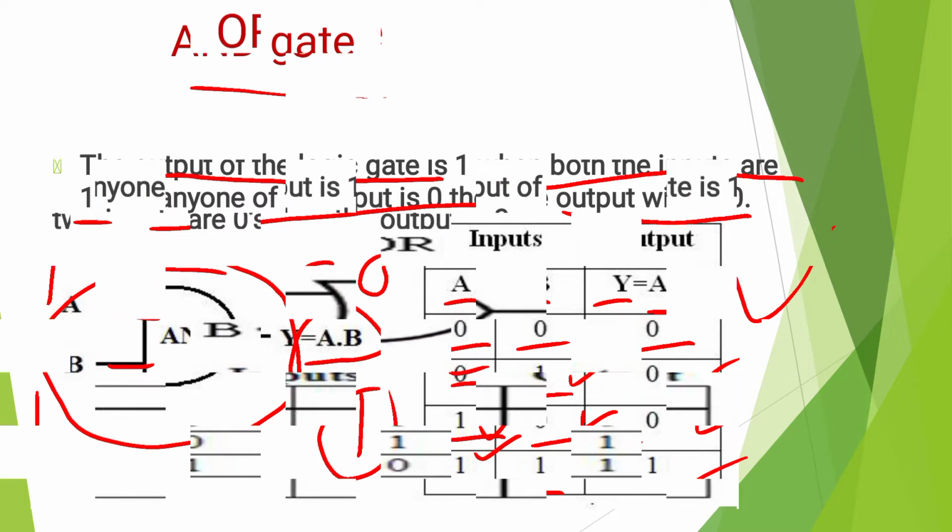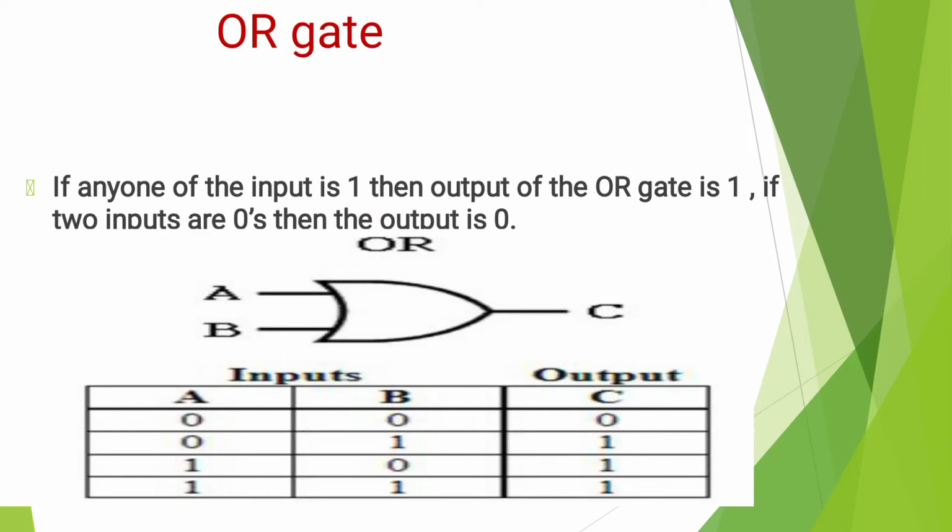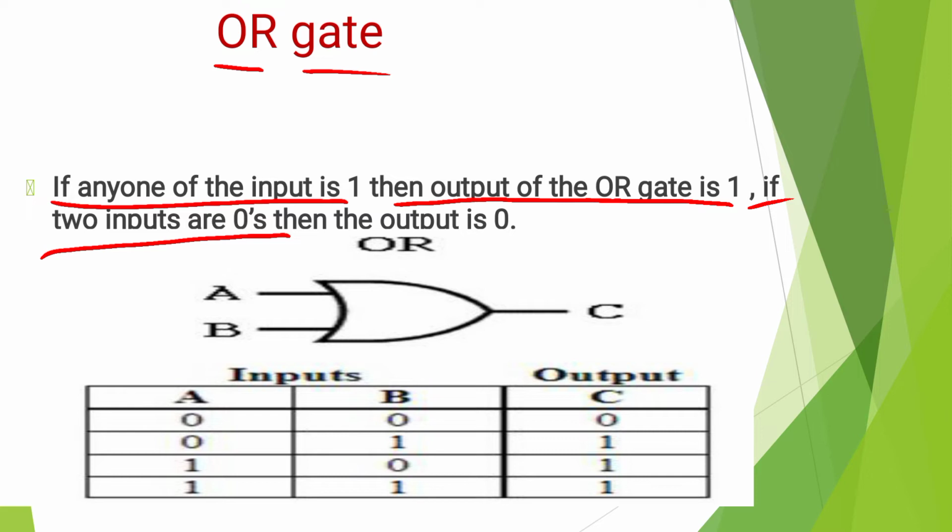Next, let's see what is OR gate. AND gate performs the multiplication operation on the inputs. Here, OR gate is used to perform the addition operation on inputs. Let's see what is OR gate. If any one of the inputs is 1, then the output of the OR gate is 1. If two inputs are zeros, then the output of the OR gate is 0, which means it performs the OR operation. Here also we have two inputs.